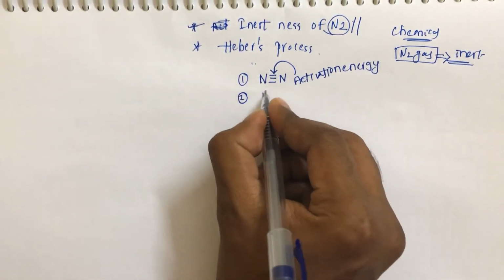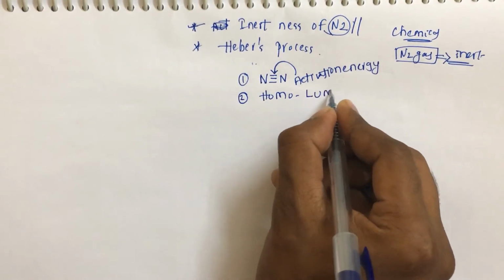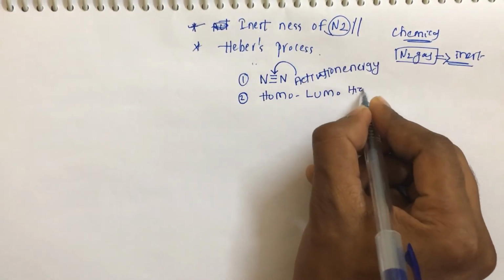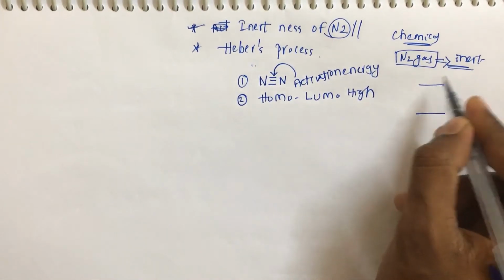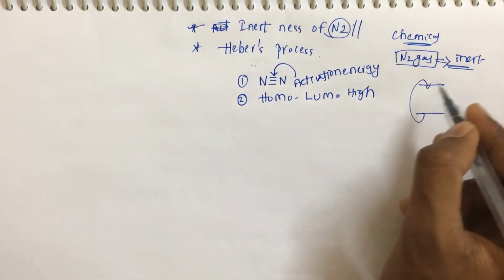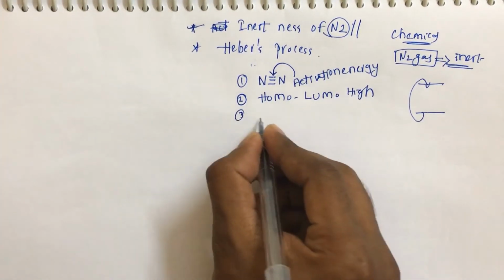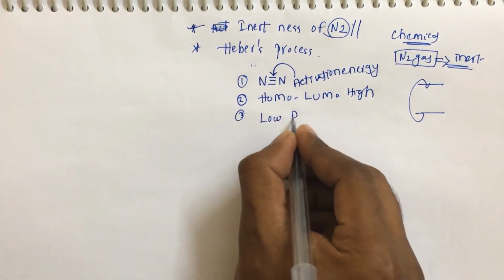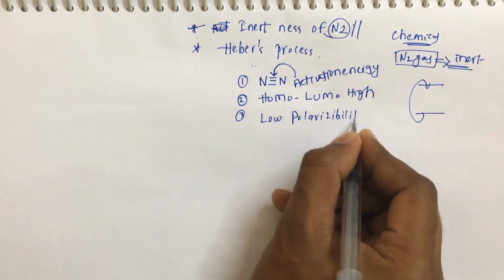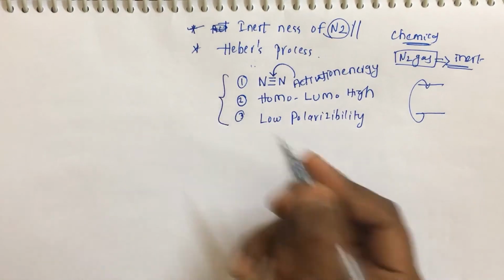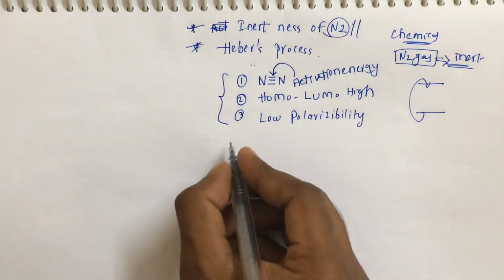The second thing is the HOMO-LUMO gap is very high in this case. High. So this is also one reason why it's inert, because if the HOMO-LUMO gap is very high, the electrons cannot go from the HOMO to LUMO. Because of that, this is inert. The third thing is low polarizability. So these are the three important things we need to remember on why nitrogen is inert. Then we'll go for the Haber's process.